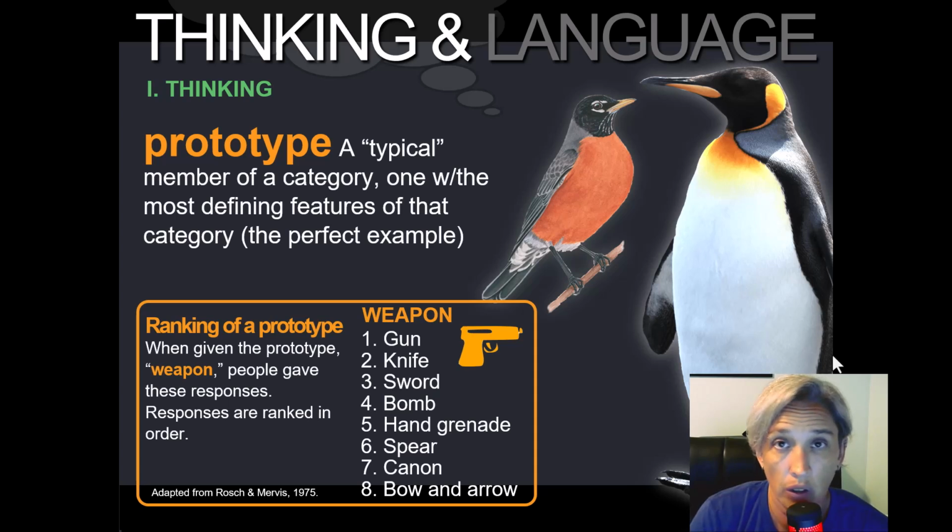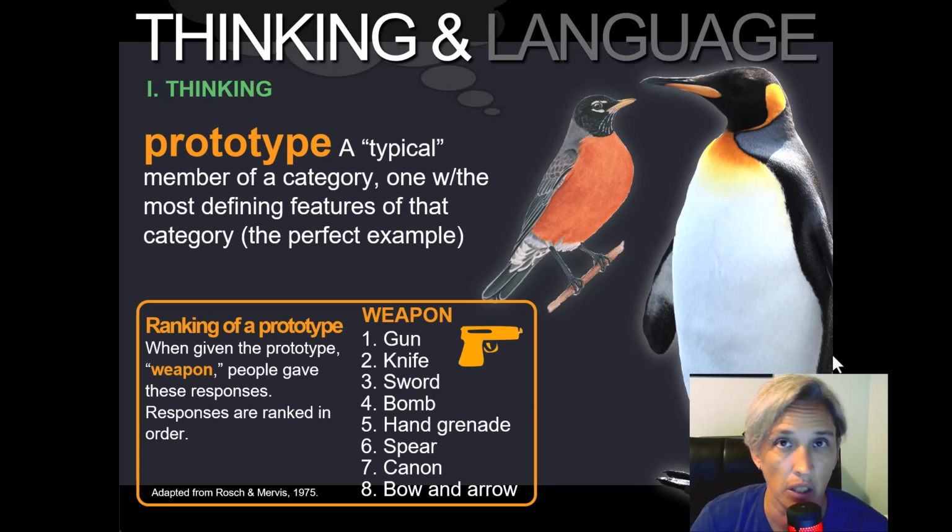The ones that we look at more frequently are our little mental shortcuts. They are the typical member of a category, one with the most defining features of that category. So for the category of bird, we're going to think of ones that take flight, ones that we see in the sky, ones that we're often surrounded by, that come to mind very quickly. Usually we're not going to think of penguins because they don't fly.